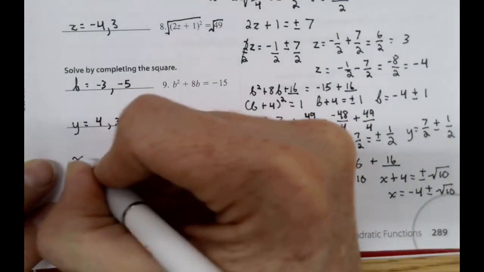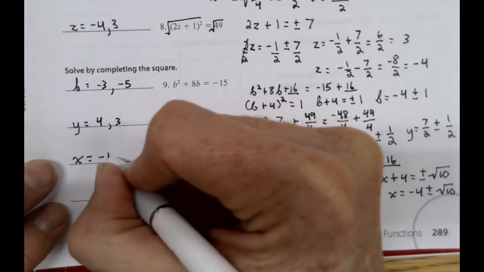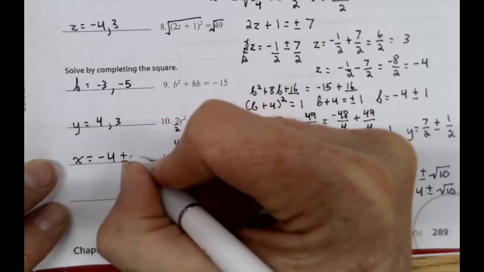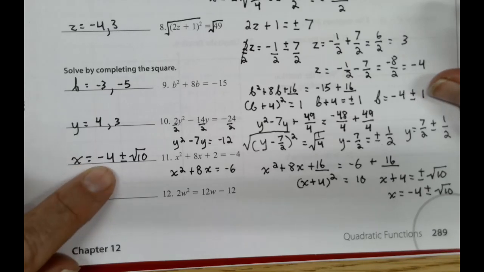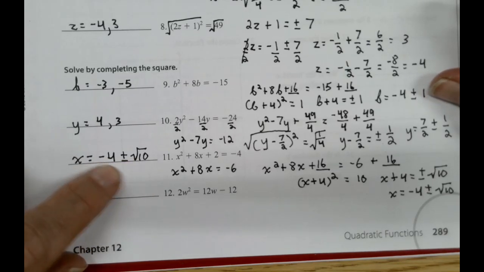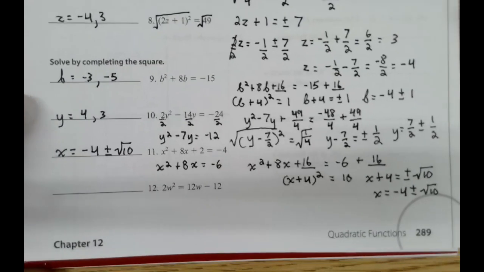That's what I'm going to write over here. And we can just leave the answer in that form. Just remember that that's two numbers. It's negative 4 plus square root 10, and it's negative 4 minus square root 10.